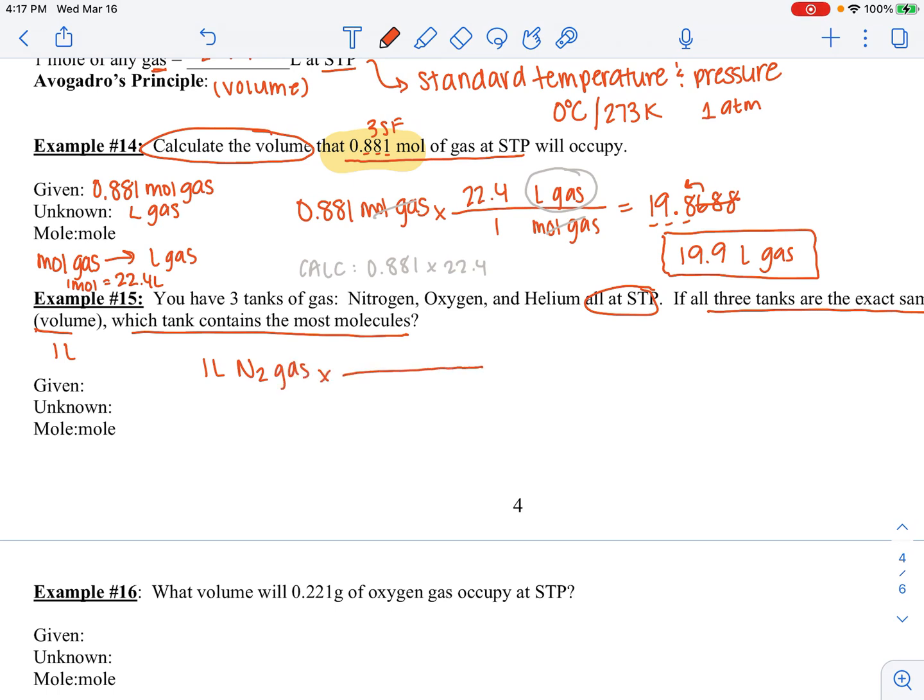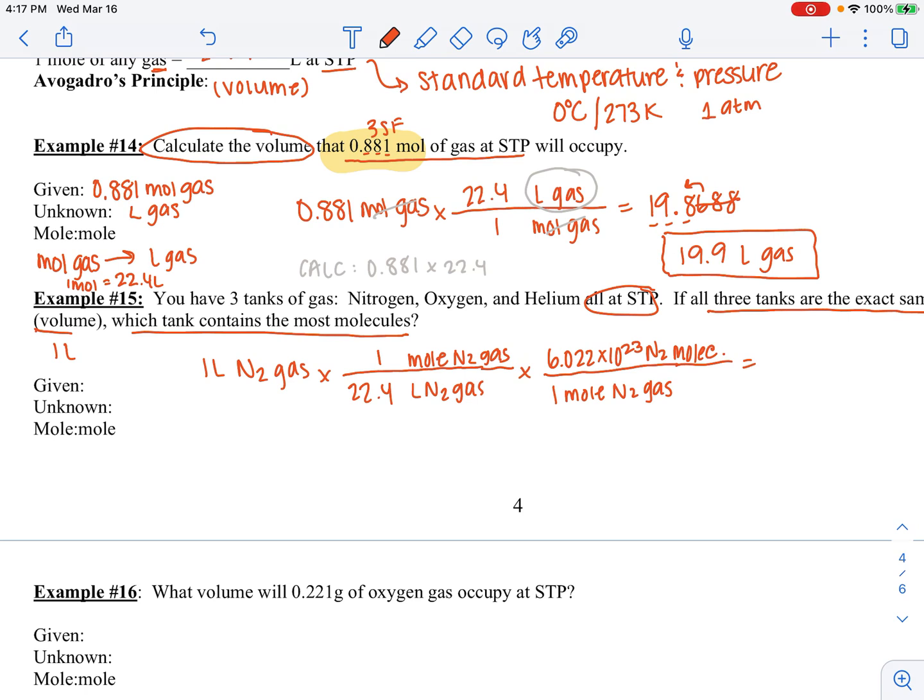we can convert that to figure out how many molecules we have. We can first go from liters of nitrogen gas to moles of nitrogen gas, knowing that 1 mole equals 22.4 liters, since we're at standard temperature and pressure. Then from moles, we can go to molecules by doing 1 mole of N2 gas on the bottom, and our favorite 6.022 times 10 to the 23rd N2 molecules on the top.